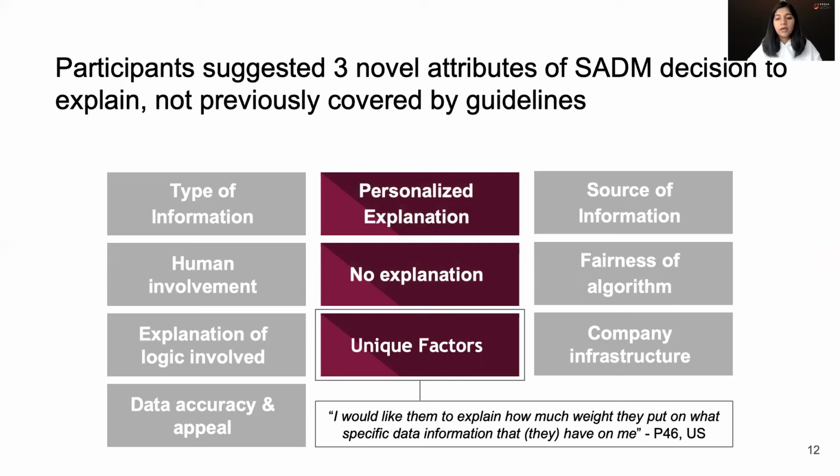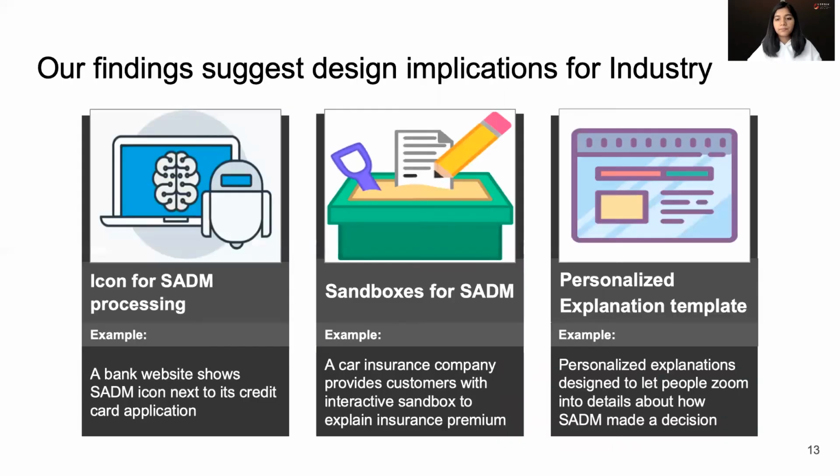These included personalized explanations that can justify how a decision is relevant to an individual and provide actionable suggestions specific to their context. Second, some participants were not interested to receive any explanation, possibly because it's not worth their time or effort. Lastly, participants were also interested to know the unique factors that were considered, that is, the criteria used in the decision making and the weights of those factors.